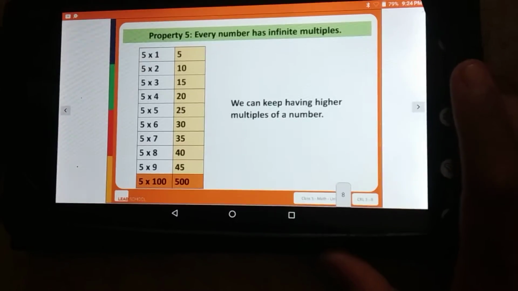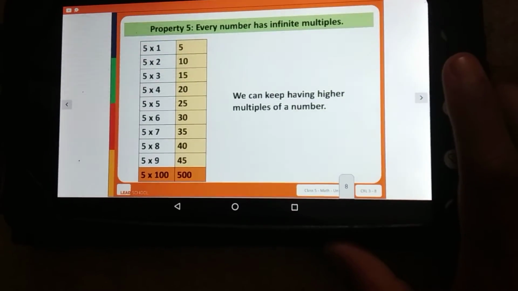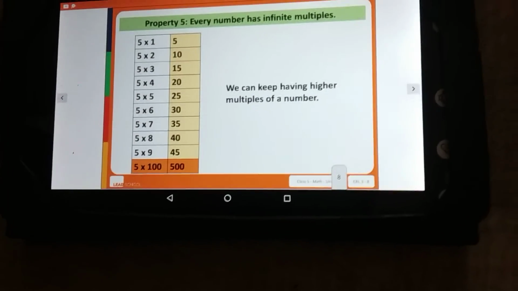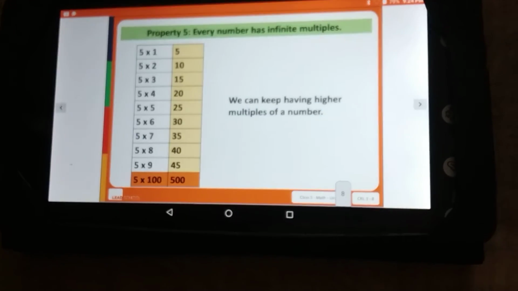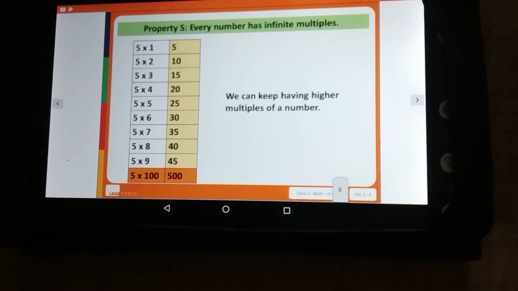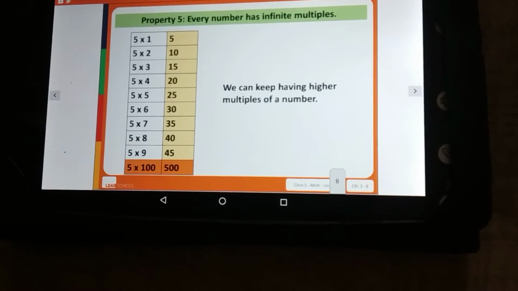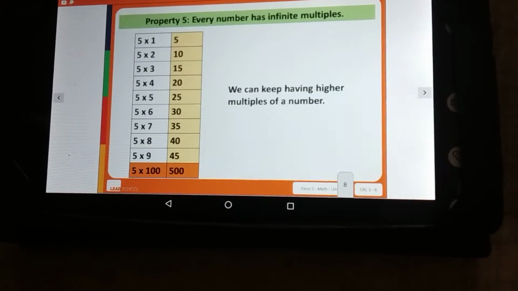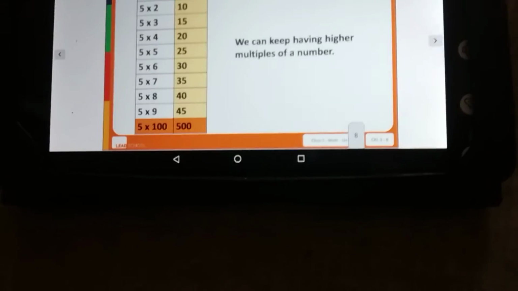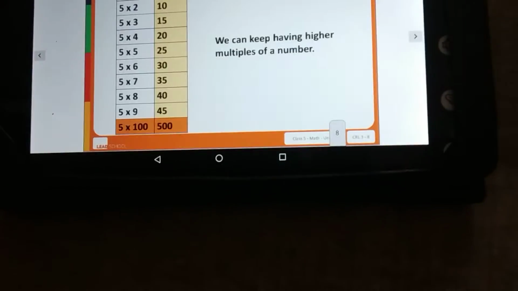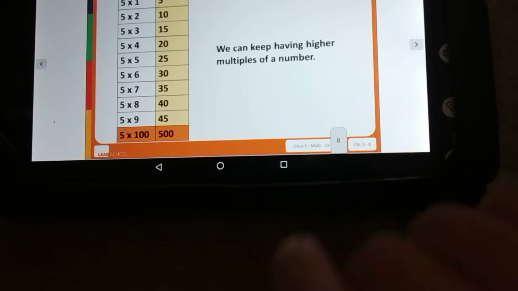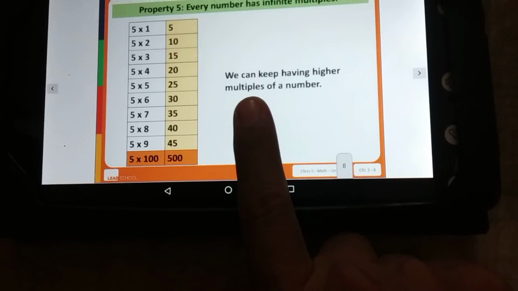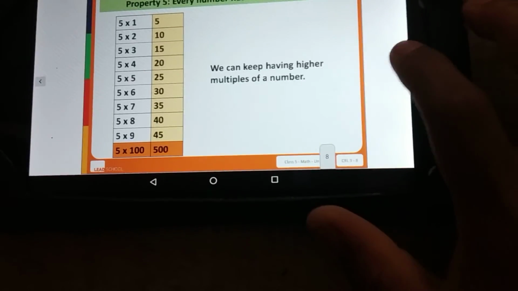Okay, students. Now property number 5: every number has infinite multiples. 5 1s are 5, 5 2s are 10, 5 3s are 15, 5 4s are 20, 5 5s are 25, 5 6s are 30, 5 7s are 35, 5 8s are 40, 5 9s are 45, 5 10s are 50, and so on. So we can keep having higher multiples of numbers.